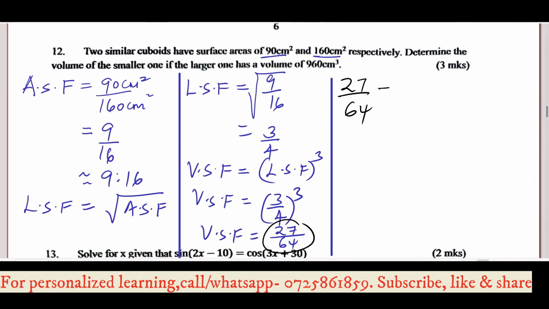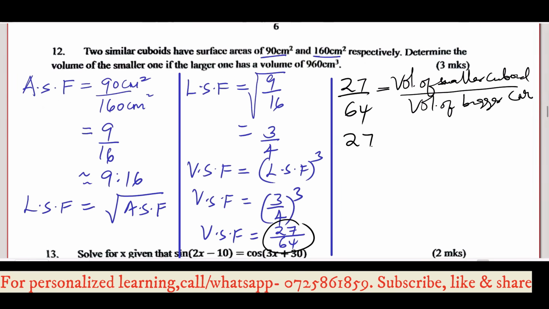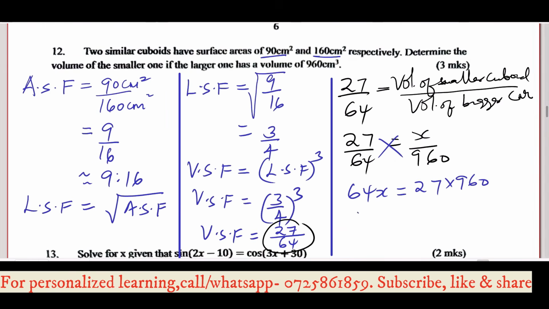So therefore, this will be the volume of the smaller cuboid divided by the volume of the bigger cuboid. So this will give 27 divided by 64 is equals to, we can let the volume of the smaller cuboid to be x because we don't know it. Then the bigger or the larger one is 960. Now using these, you can simply cross multiply. You get 64x is equals to 27 times 960. So x therefore will be 27 times 960 divided by 64.